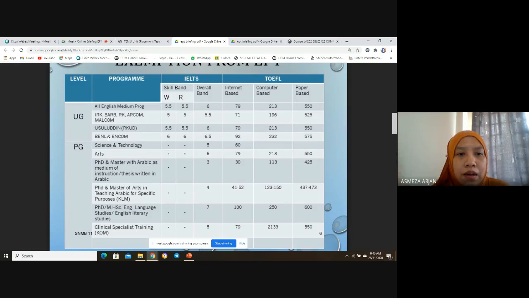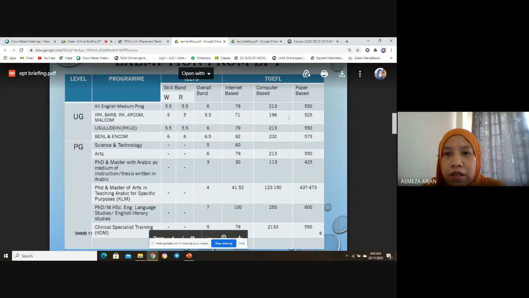And for the other programs, it is higher. Because you are going to do an English based language subject, you have to achieve minimum band 6 for the writing and reading, and minimum overall of 6.5 in order to be exempted from EPT. Okay, if you have taken TOEFL, so these are the results.